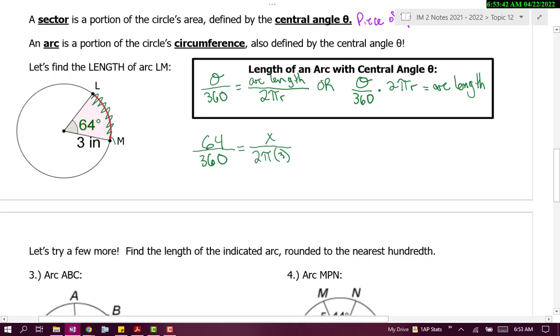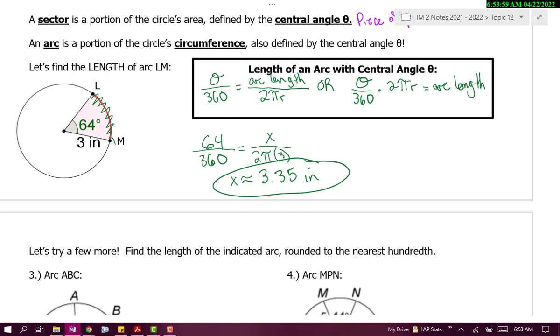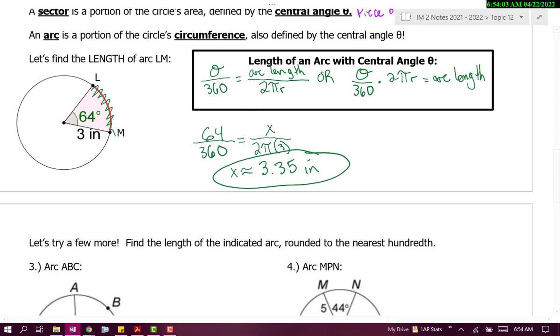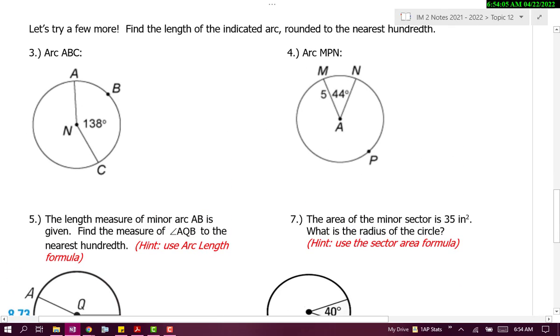So we cross multiply, we divide by 360, and x turns out to be approximately 3.35 inches. And it's not squared because circumference is linear. It's just a distance around. It's not two-dimensional. So that's it. Let's try a few more. Then we'll throw some curveballs at you.